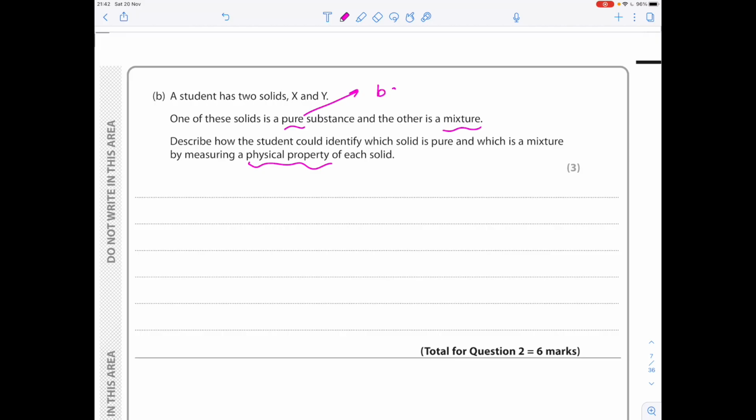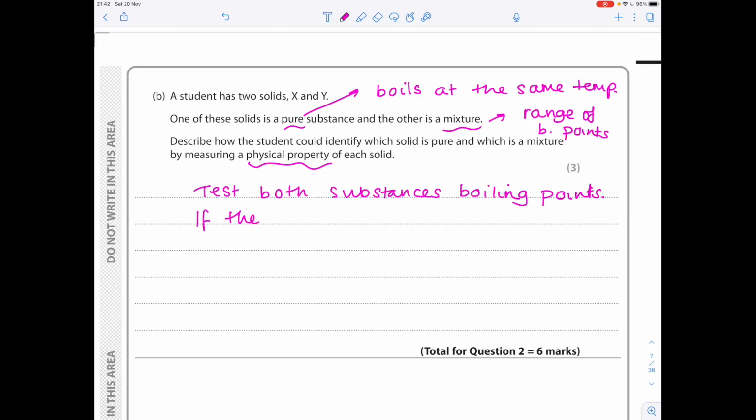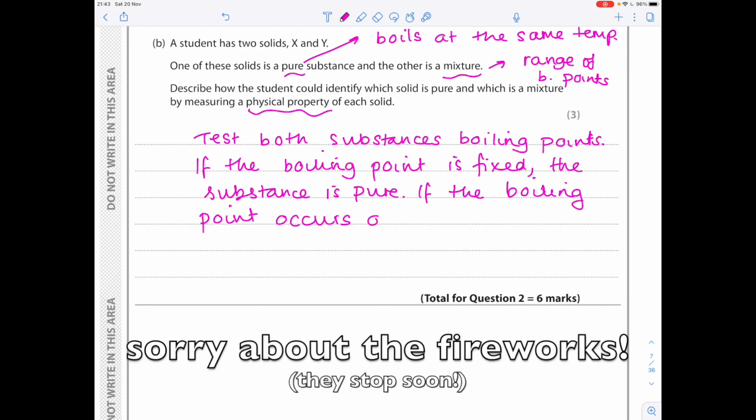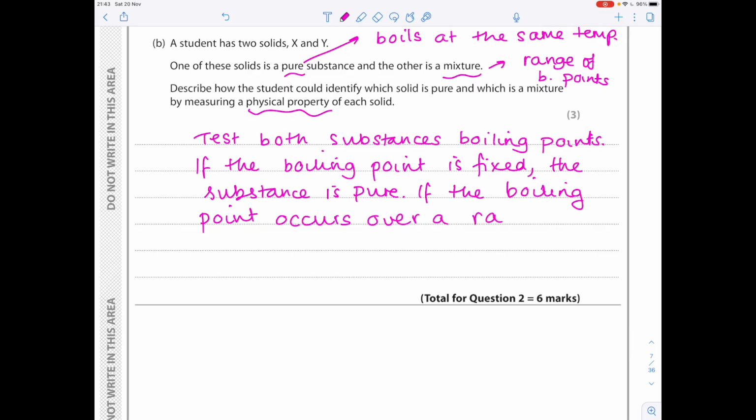If something's pure, it boils or melts at the same temperature. If it's a mixture, it will show a range of boiling points. So test both substances' boiling points. If the boiling point is fixed, the substance is pure. If the boiling point occurs over a range of temperatures, the substance is a mixture.